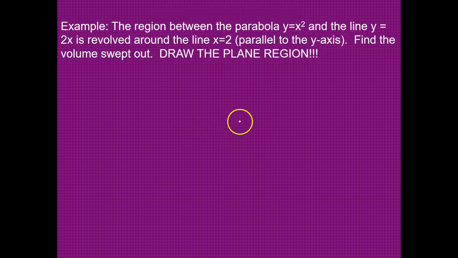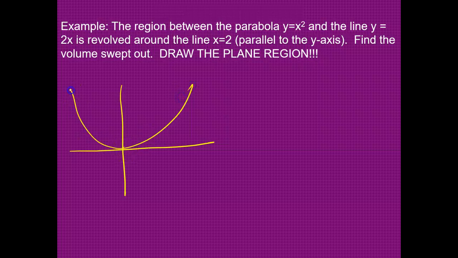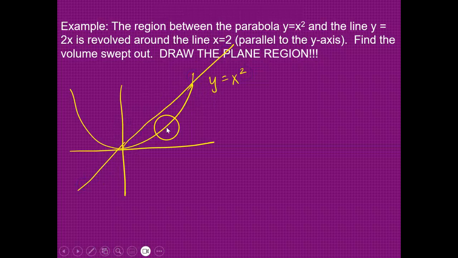And already I'm saying, uh-oh, because we're going around something that's like the y-axis. So I'm going to sketch these first. Y equals x squared. And then here's y equals 2x. So you look for the region that is bounded by those two things. So this region right here is what we're revolving.